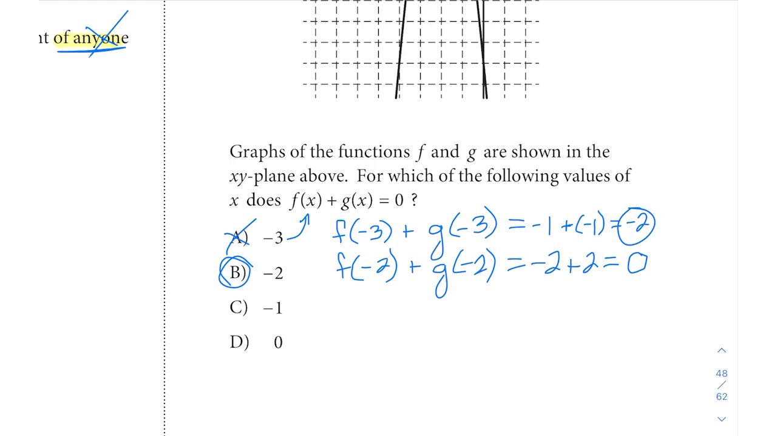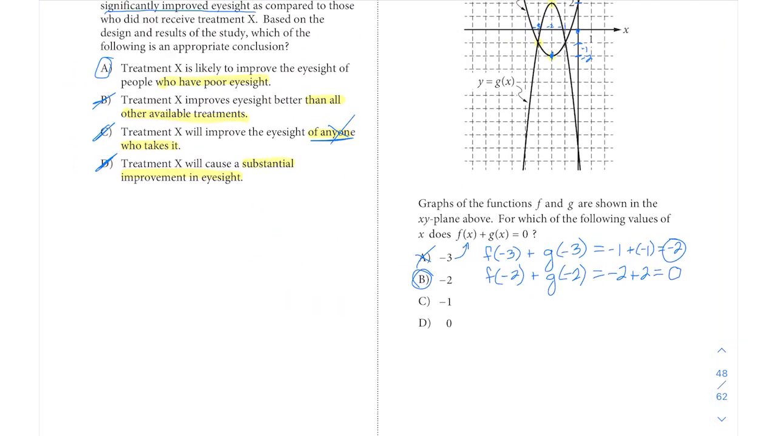So we're good. It's answer choice B, and you could check the others as needed just for practice, but on test day, if you go through and you find the correct answer, you can confidently circle that one and move on.